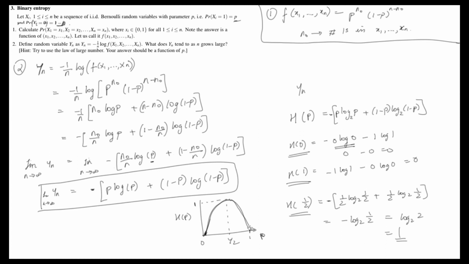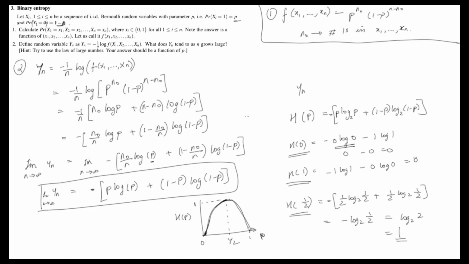And it makes sense, because when you get 1 half the time and 0 half the time, you can't make any prediction at all. You know that it's entirely random. So the probability of getting a 0 or 1 is exactly the same. So any sequence of values for the random variables is equally likely. So it makes sense that our entropy function takes a maximum value of 1 at this point.